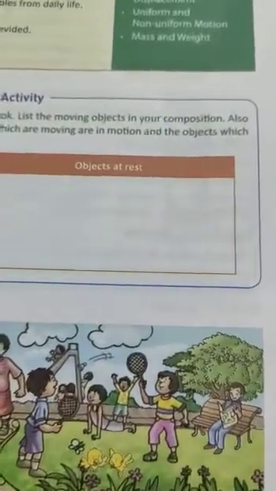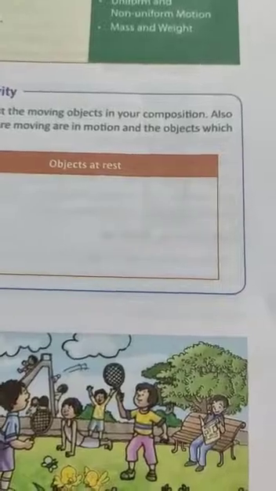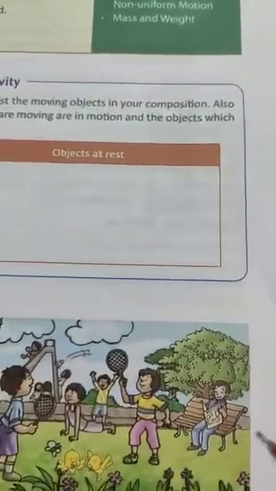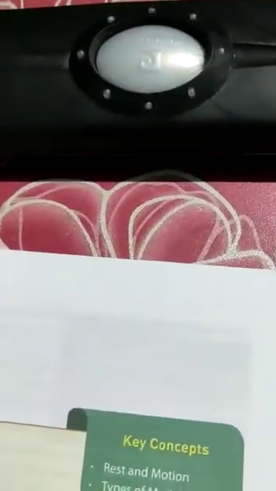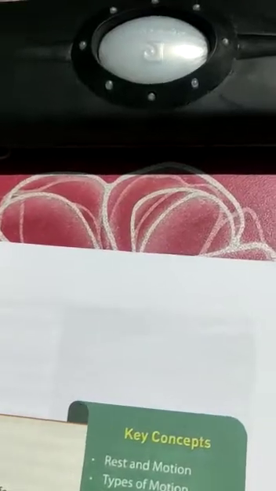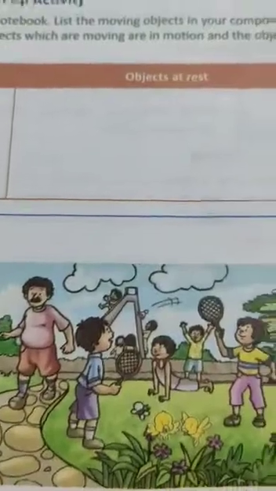Similarly, we can see, therefore, when the position of a body with respect to its surrounding does not change with time, the body is said to be at rest. So, this is at rest position, because the position of a body with respect to its surrounding does not change with time. If I move this from one place to another, it will change with time. Then it will be in motion. So I hope it is clear to you, children, rest and motion.